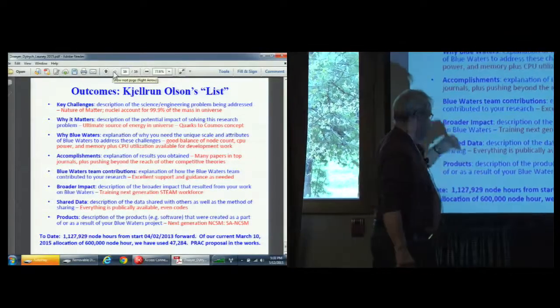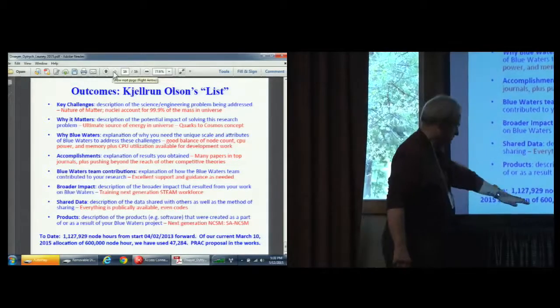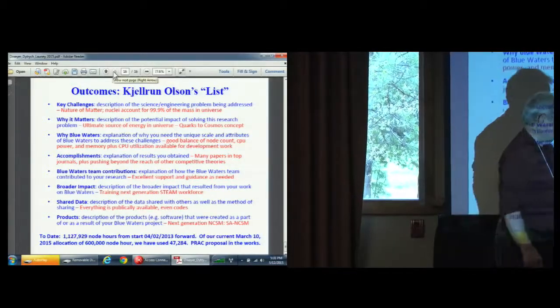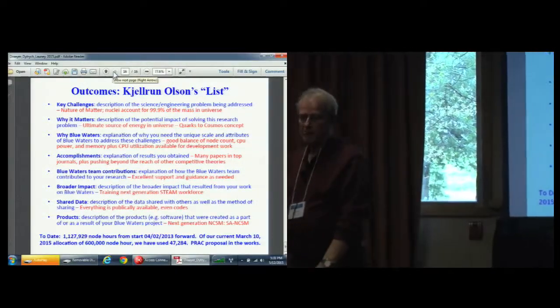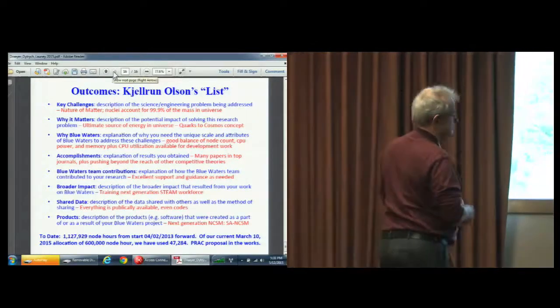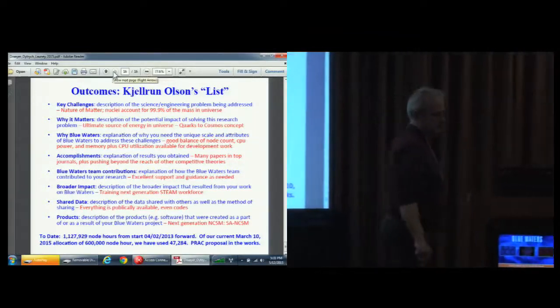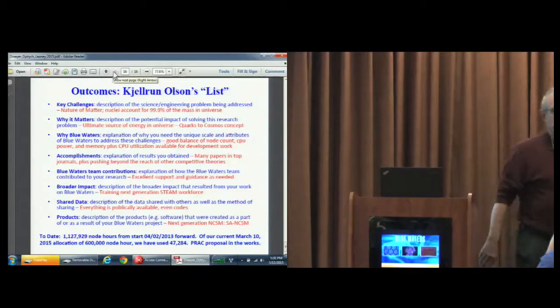To date, here's what we've gotten. We just got 600,000 node hours, which we've already used a good chunk of. And of course, there's a proposal in waiting for us. So that's, real briefly, the story of what we are doing with the extended LSU team in the area of symmetry-adapted no-core shell model. And I'll take any questions if you have them.